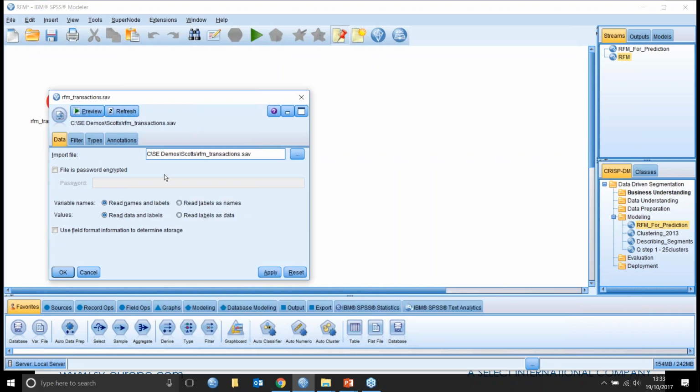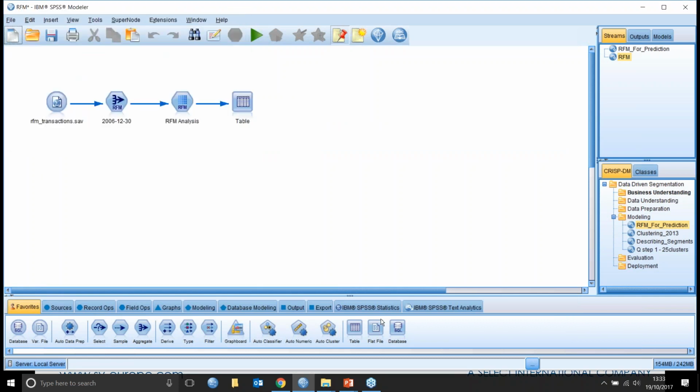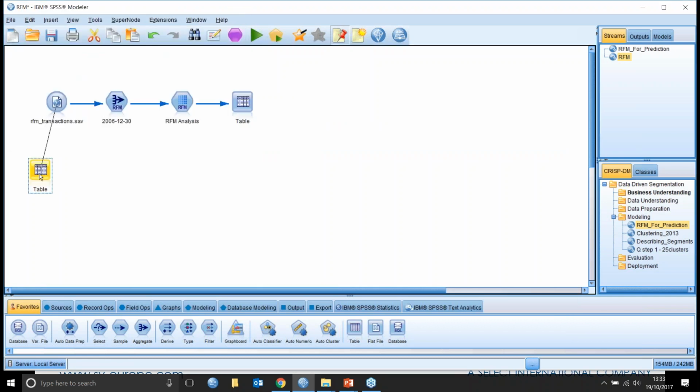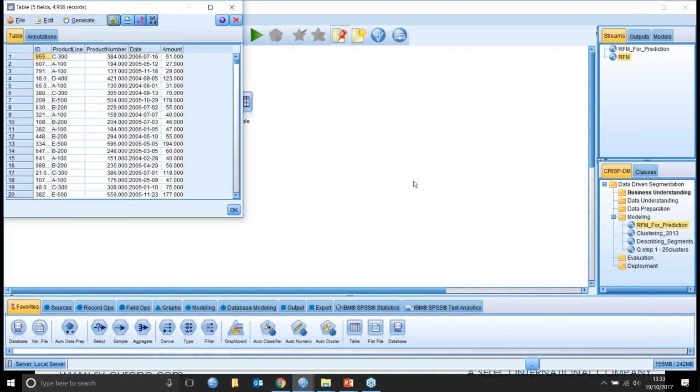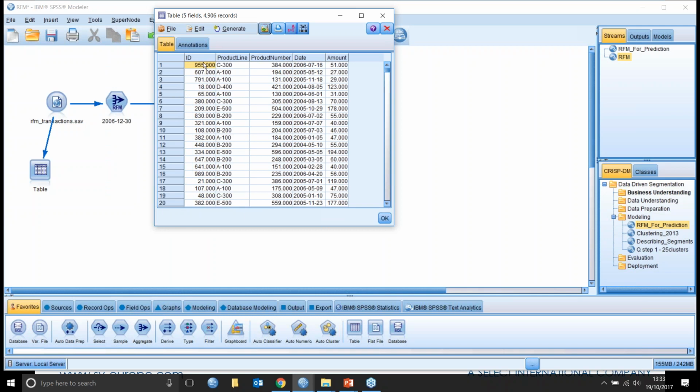Let's change this so it's the D drive and the C drive. Okay, let's look at the full data set so we see what we're working with. Run this, and here we've got the full data set with 4,906 records. We've got a particular product that somebody's purchased, the product number, the date, and the amount. So this is the raw transactional data.